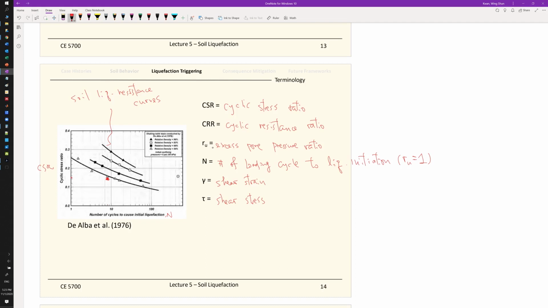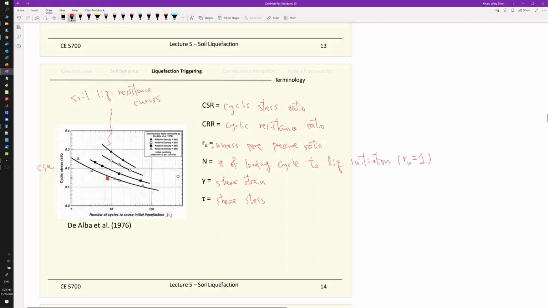So the soil liquefaction resistance curve depends on the soil type. If you work on California soil versus Japanese soils, you know the sites that you work on, you know the sand you try to model, and also the particular density will change too. The same soils with different density will have a different liquefaction resistance curve here.